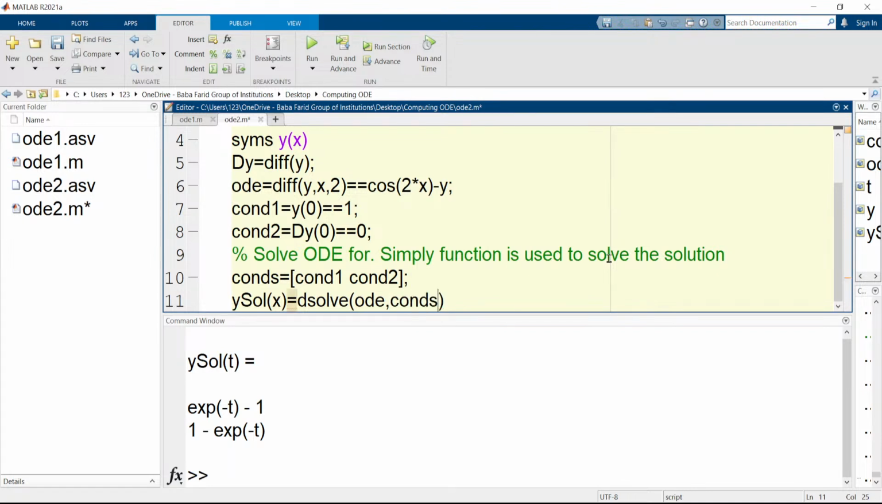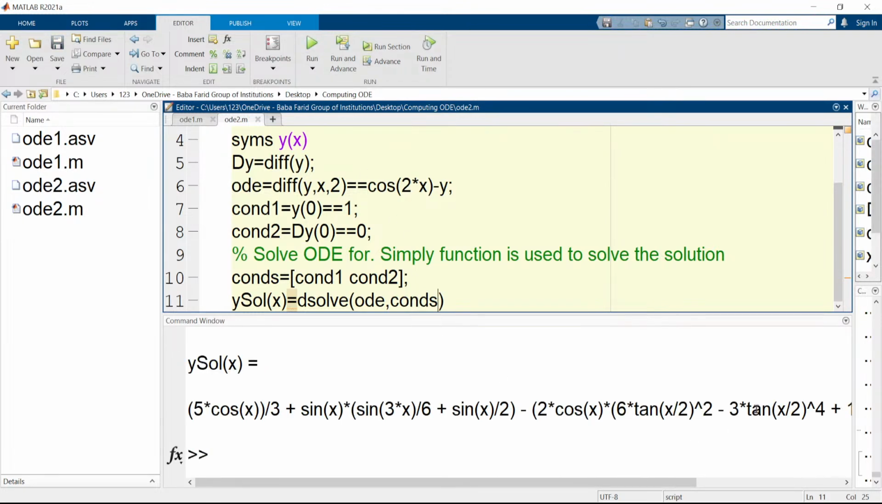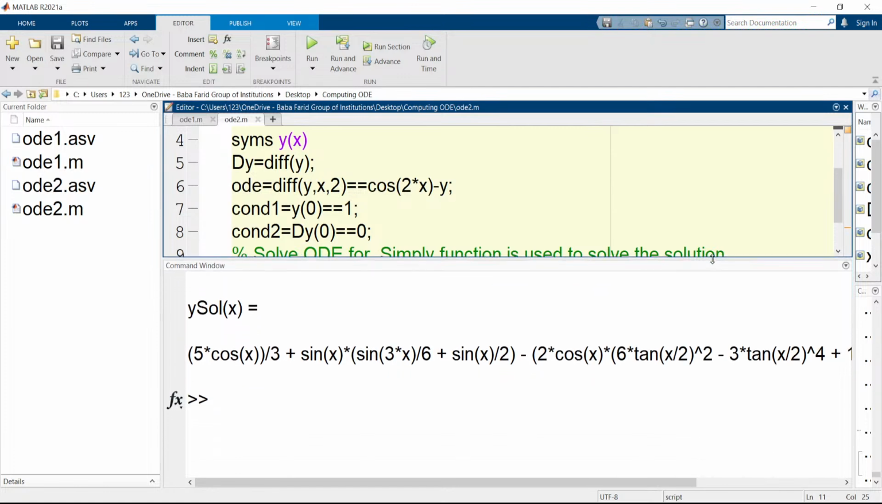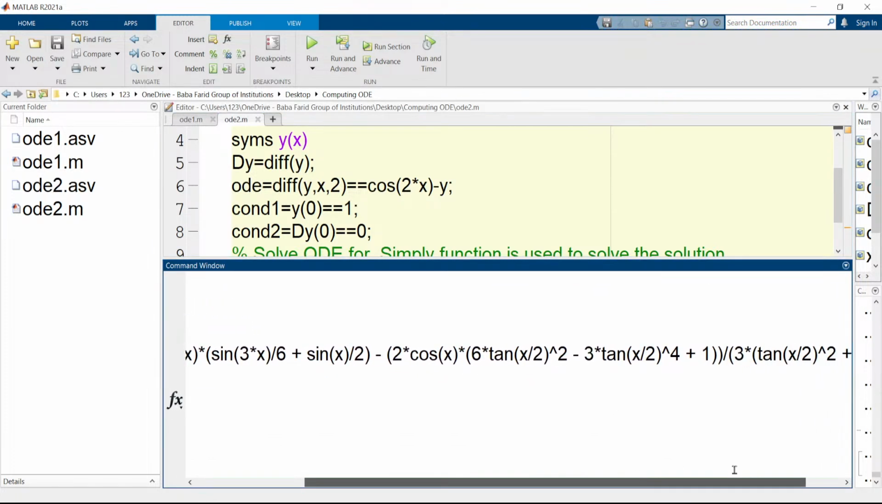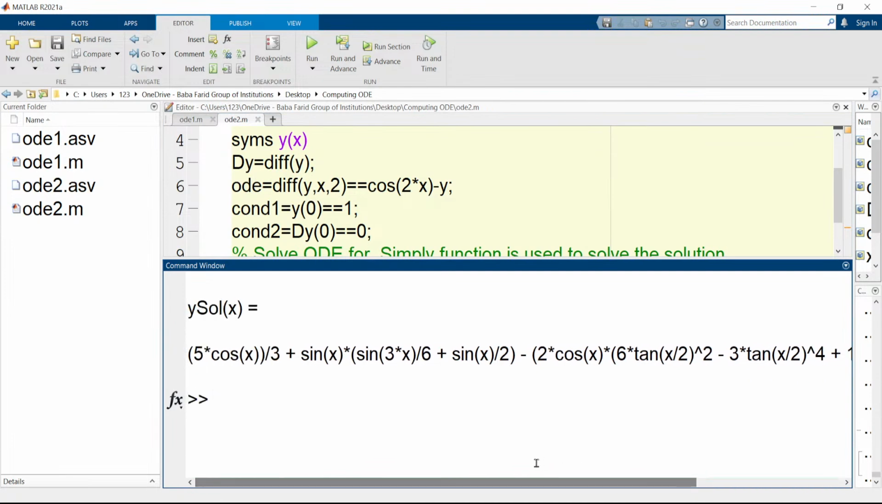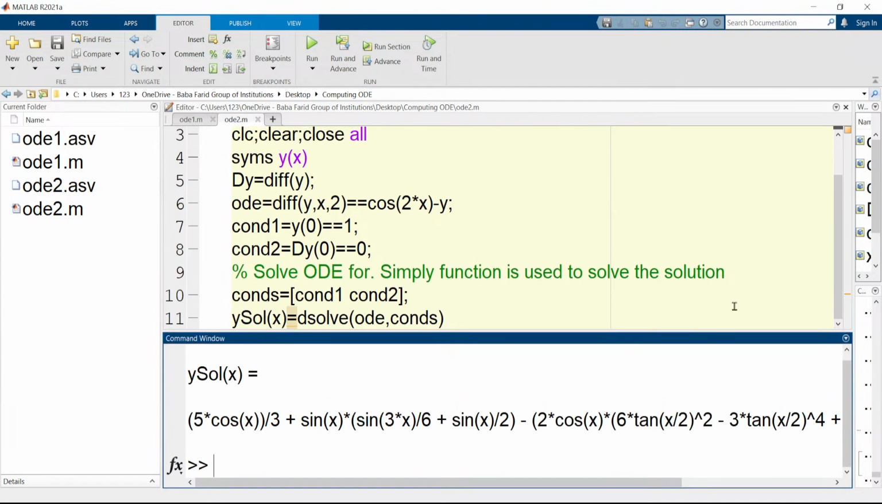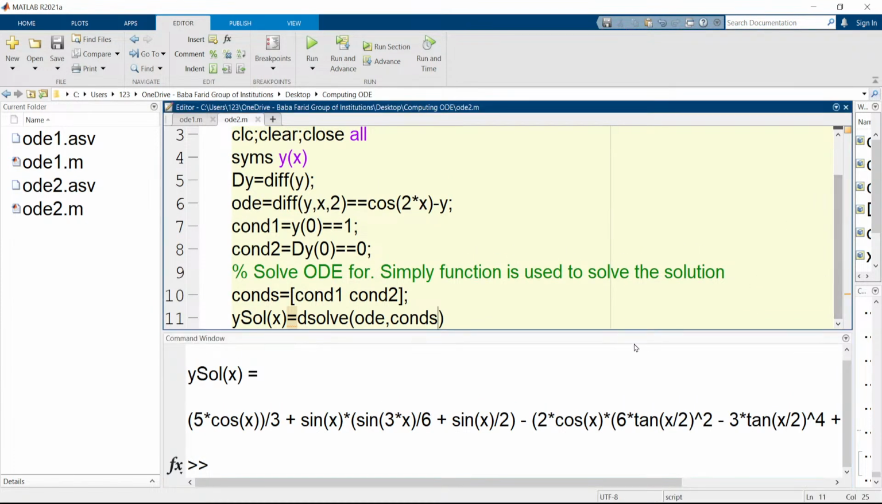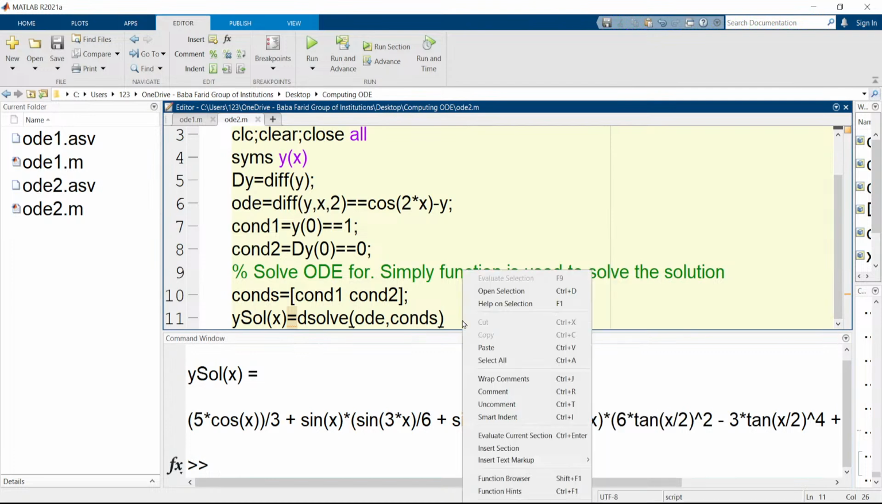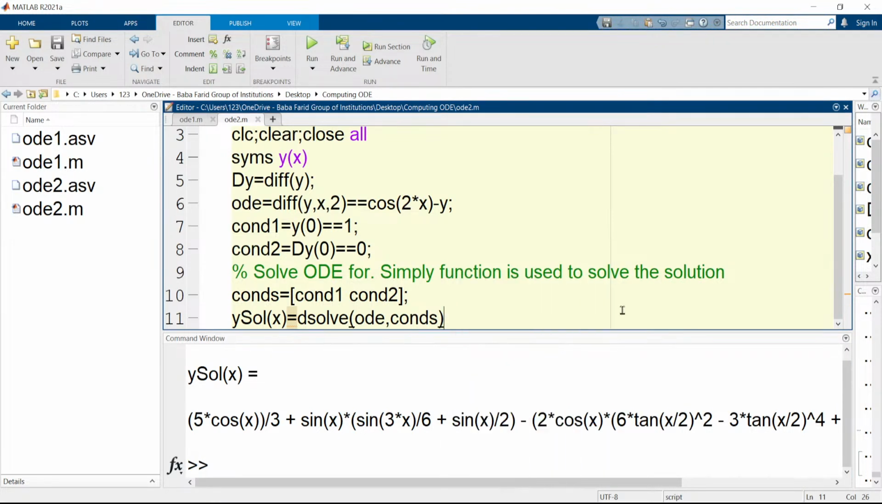Okay, so when we will execute these statements, see first what happened. Yes, when you will execute this statement, the solution will appear in this way. You can see. Okay, so this is a very long solution, but we need to simplify. Okay, for the simplification, we are using here simplify function.